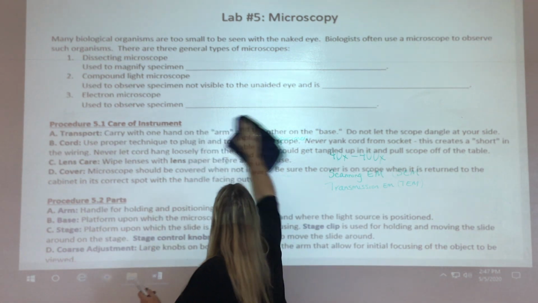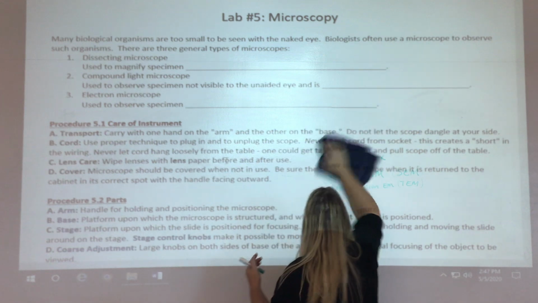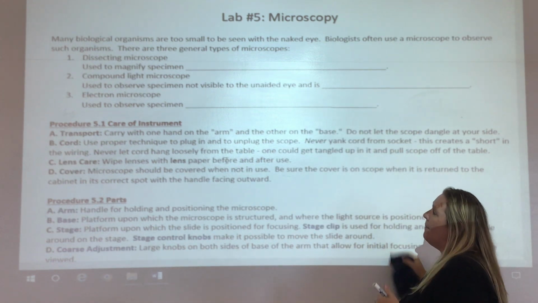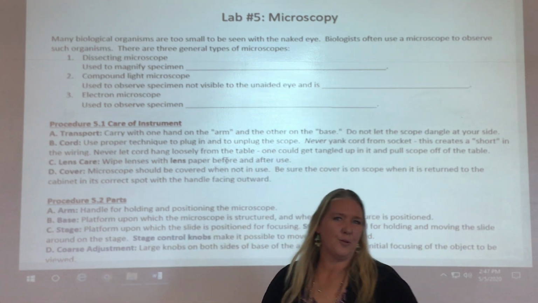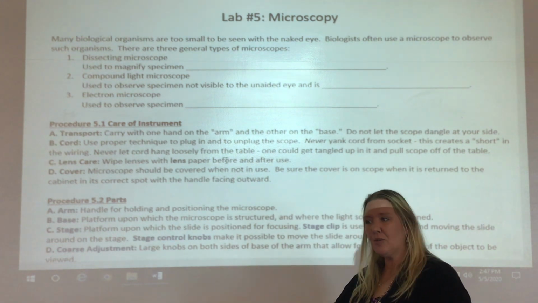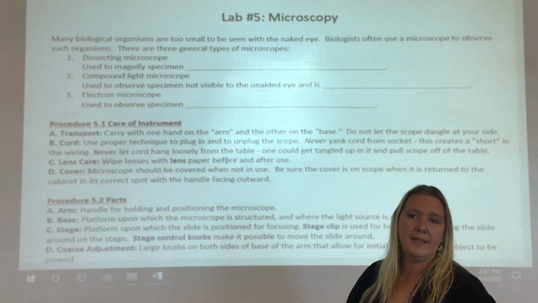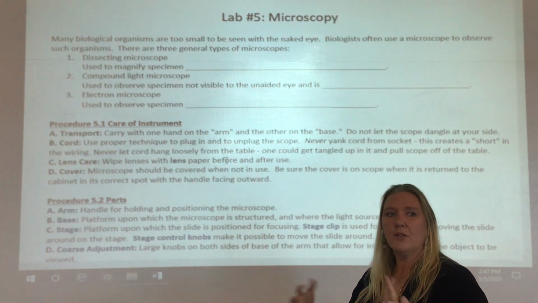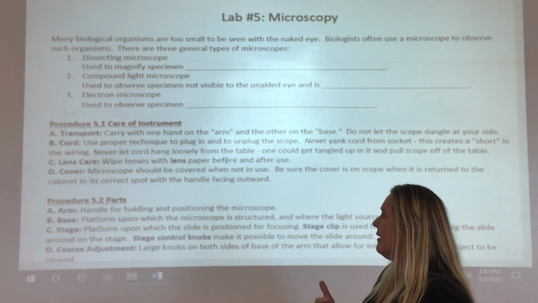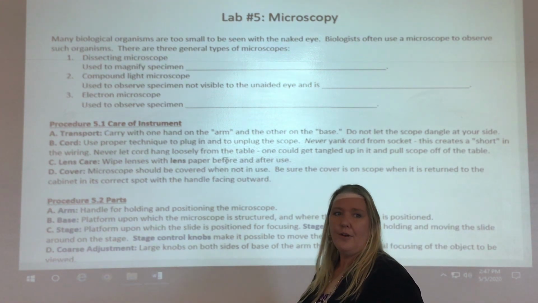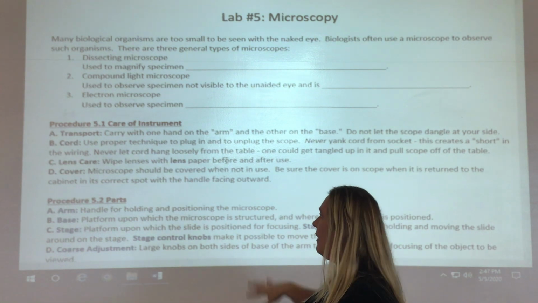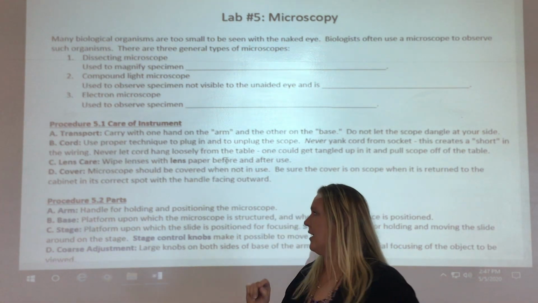Obviously, you probably don't have a microscope at your house. But you would care for a microscope like you would your glasses. You would use a special kind of paper to wipe the lens. You would take care not to break them or drop them. Things like that, or your iPhone or tablets. You would take care of those.